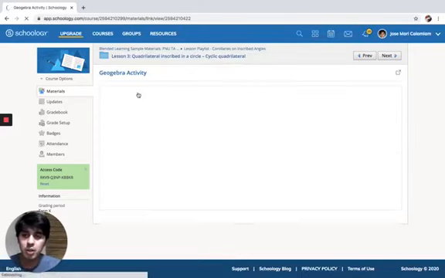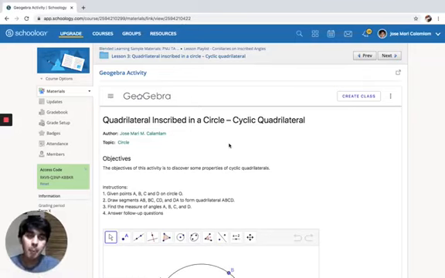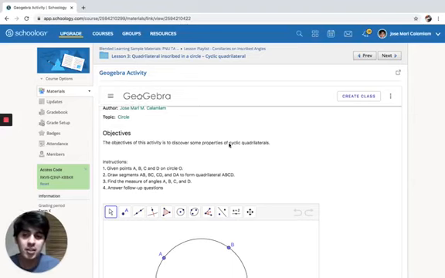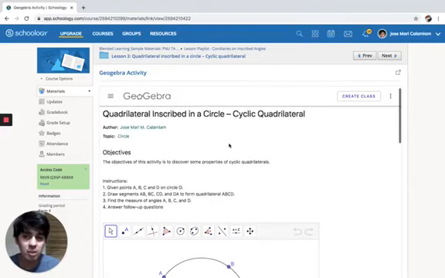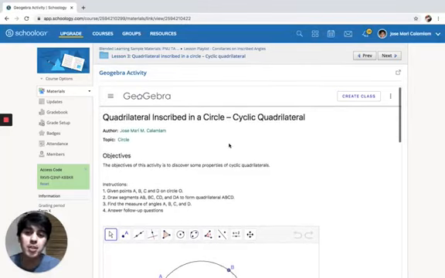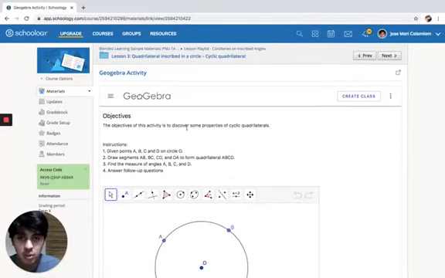It is also a GeoGebra activity. Another tip for the discovery method: make sure that you know the capacity of your students. Level the instructions, level the activity to their competencies, because sometimes discovery methods are too difficult for students that they will be discouraged to work at it at all, especially if they don't get it. Okay, so in this case, the objective here is to discover the properties of cyclic quadrilaterals.